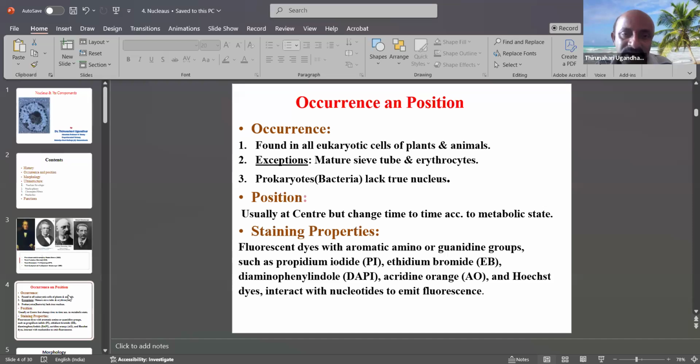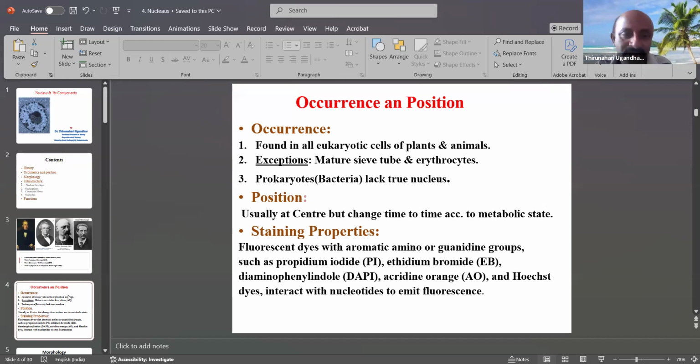It is found in all eukaryotic cells, in plants and animals. In prokaryotes, the nucleus is not a true nucleus, and is called a nucleoid. The nucleoid has only a single DNA thread.